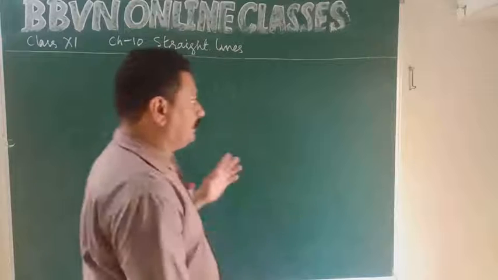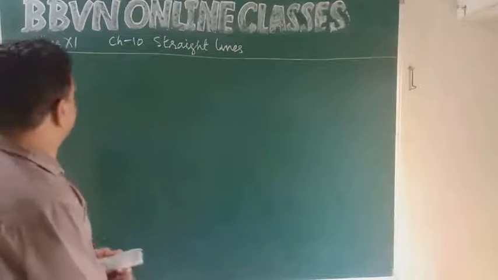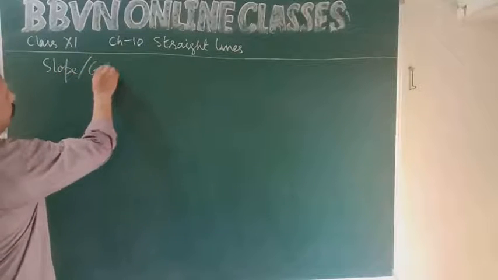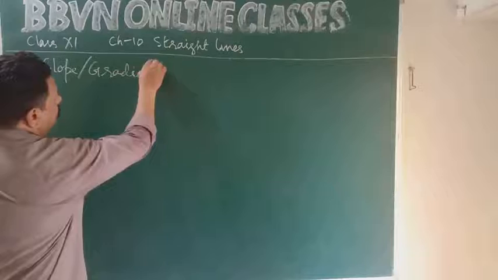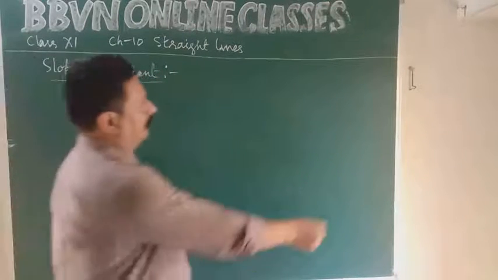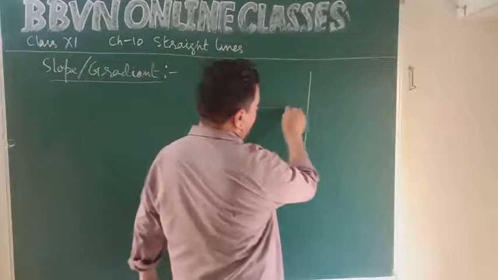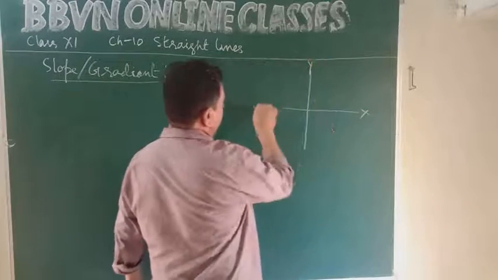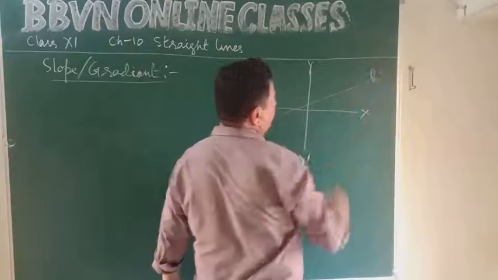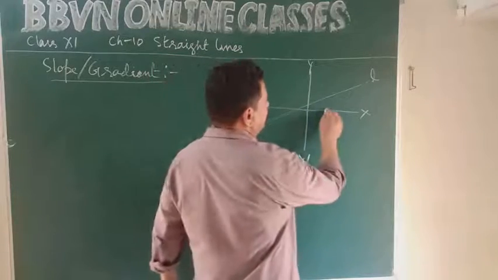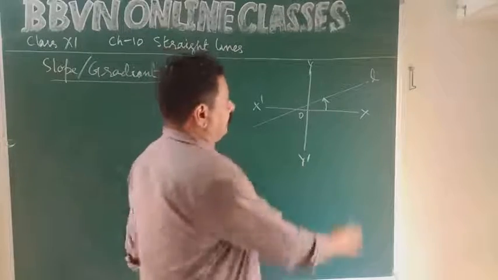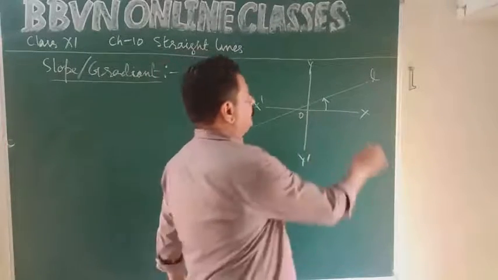So before we start, the first topic that we have in this chapter is slope or gradient of a line. What do we mean by that? Say in the Cartesian system of 2 dimension, this is a line L. Slope means this line is inclined with the positive direction of x-axis in anti-clockwise direction at an angle theta.